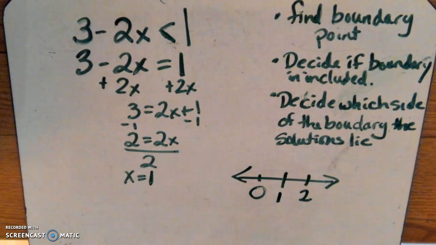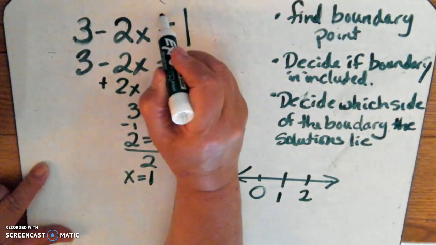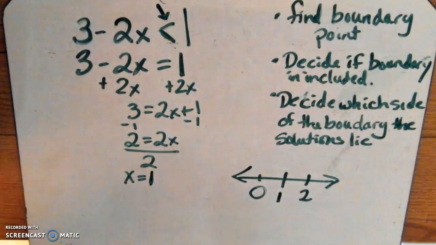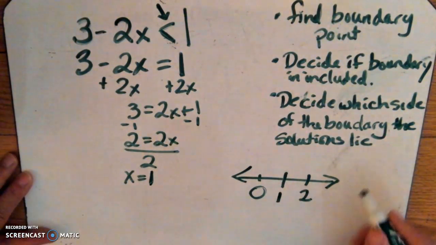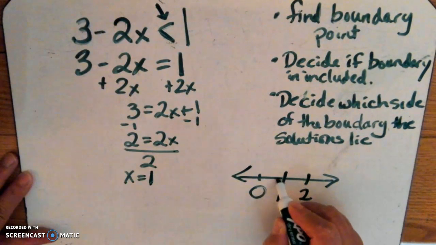The second thing I need to do is decide if that boundary point should be included. The way that I decide that is by looking at this sign right here. Okay, because this is a less than sign, that means I'm not going to include the point. If I had an equal sign underneath there, that means I would include that point, because it could be 1 or it could be the other values as well. Okay, so that means that it's not going to be included. If it's not included, that means I have to put an open circle here.